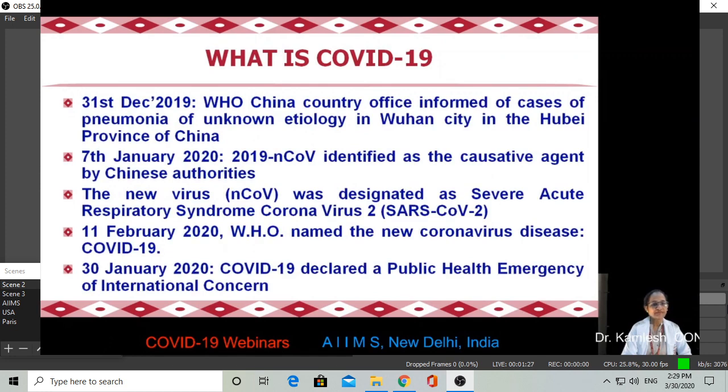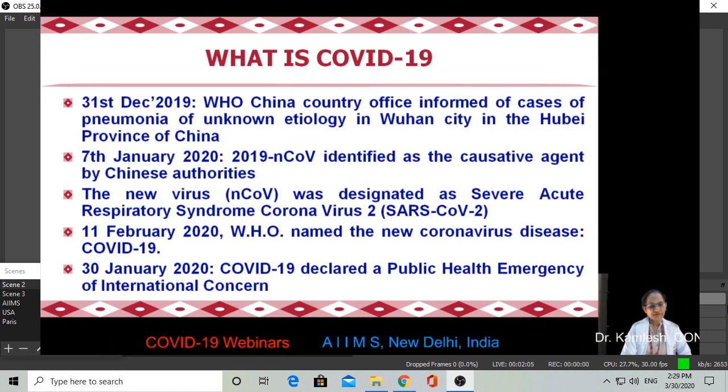cases now and then. So on 31st of December 2019, the WHO China Country Office was informed of cases of pneumonia of unknown etiology in Wuhan city in the Hubei province of China. On 7th January 2020, a novel coronavirus was identified as the causative agent by Chinese authorities. The new virus was designated as severe acute respiratory syndrome coronavirus 2, that is SARS coronavirus 2.